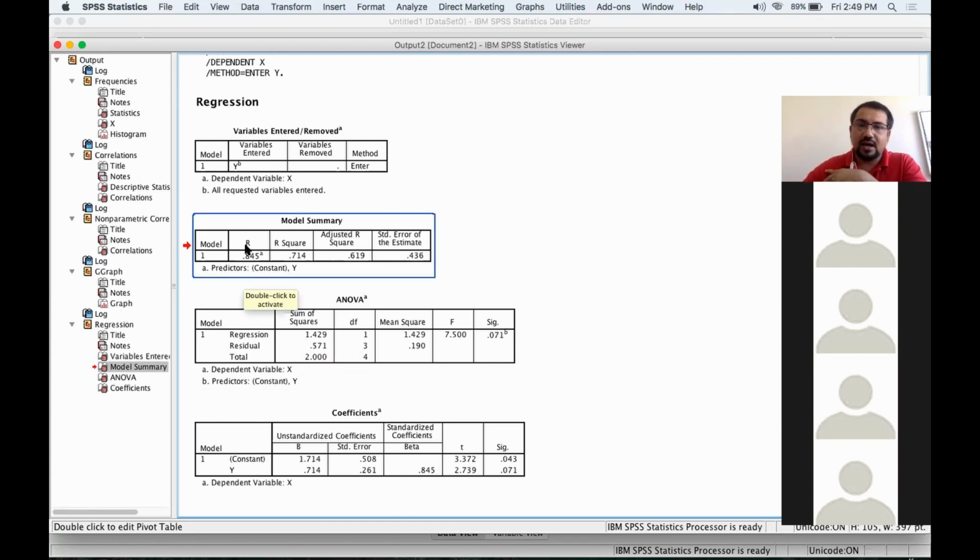Here you have first R. R is 0.84. Okay. As we have seen, this is called correlation. So whenever you calculate regression, first it will show you the relation, because if it has a relationship, then only regression would be possible, as I have mentioned. If there is no relationship, then it will not show any regression.